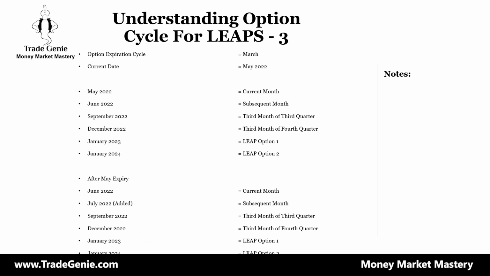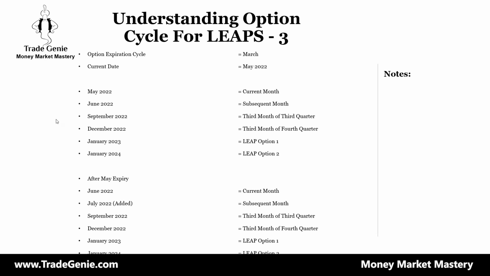Now, another example I give you for leap. Let's say we are in the option expiration cycle of March. The previous example was the option expiration cycle of January. This example is March. Let's say we are at the same current date, May 2022. So May 2022 is the current month. So the subsequent month will be June.